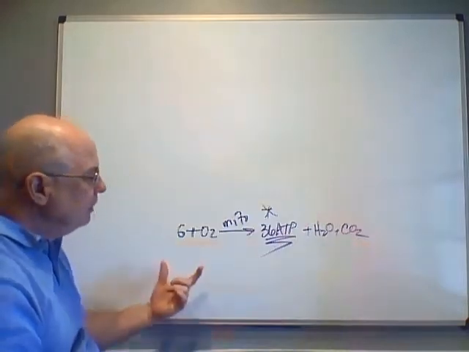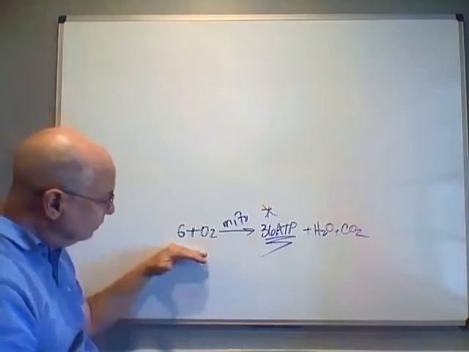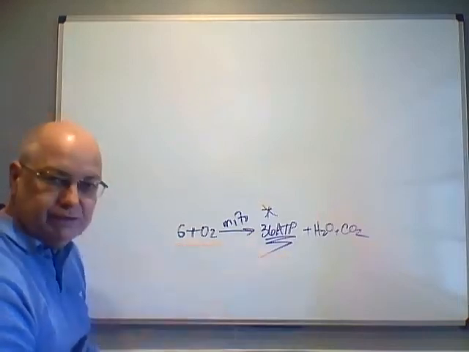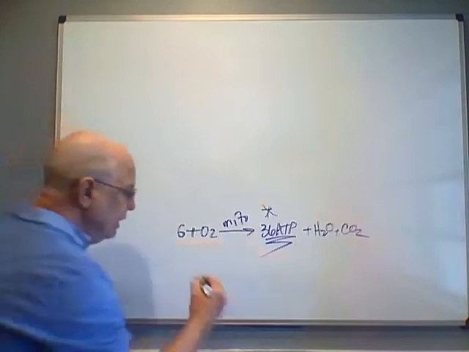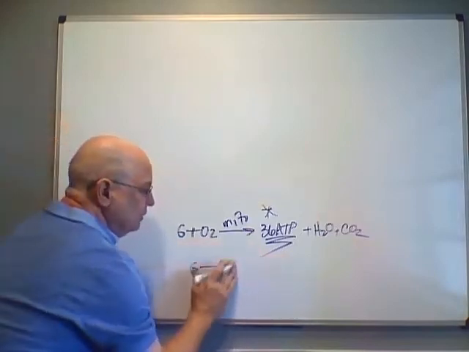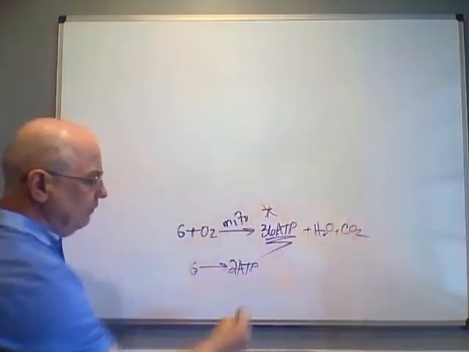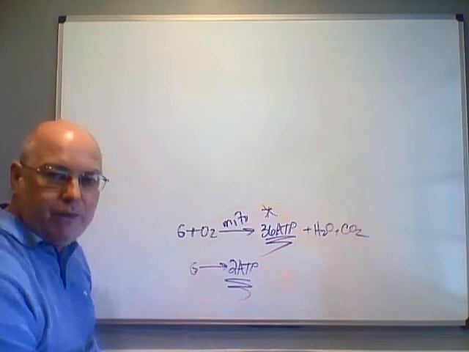Anyway, this is the setup. How do we get from a glucose molecule to 36 ATP? One of the things we can do is convert glucose into 2 ATP without all this other stuff. That's not enough energy for our bodies.